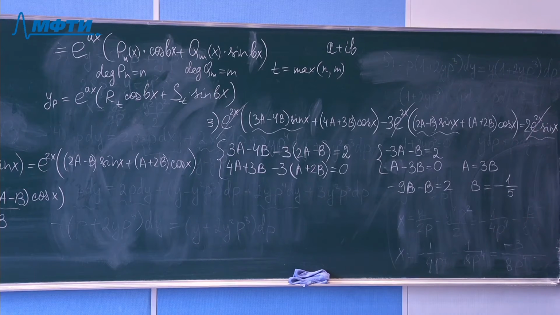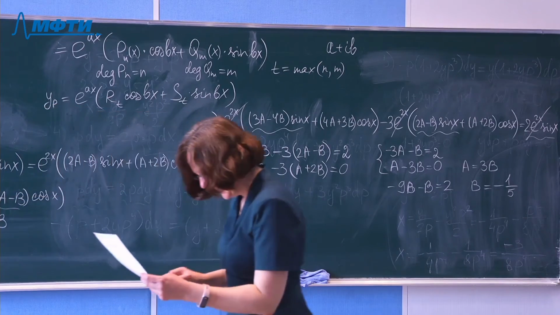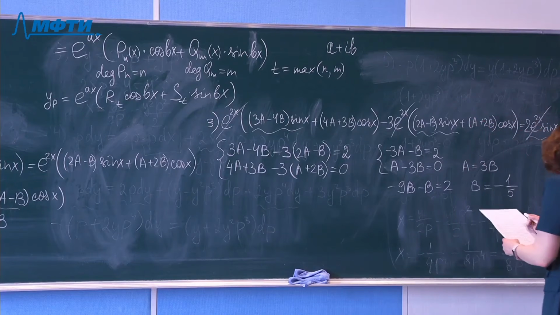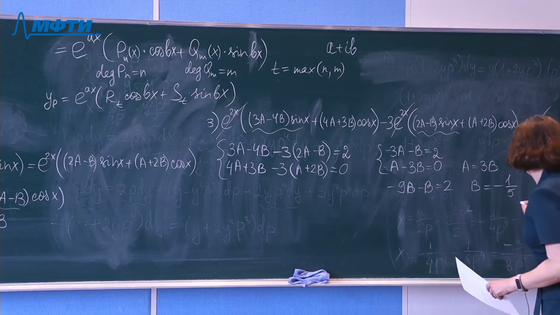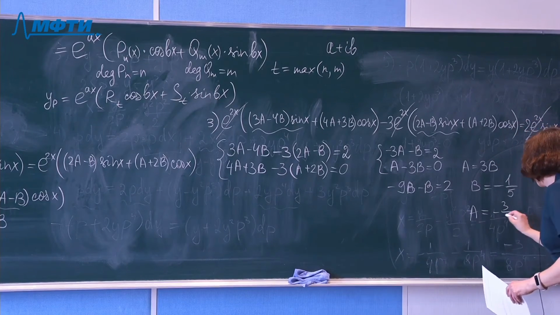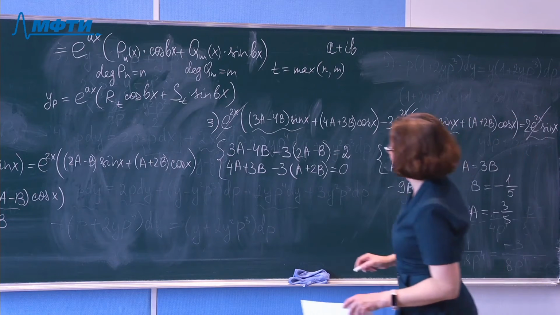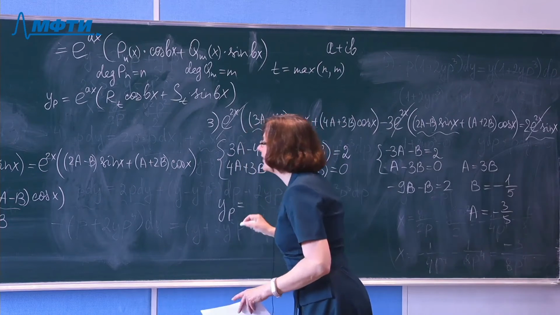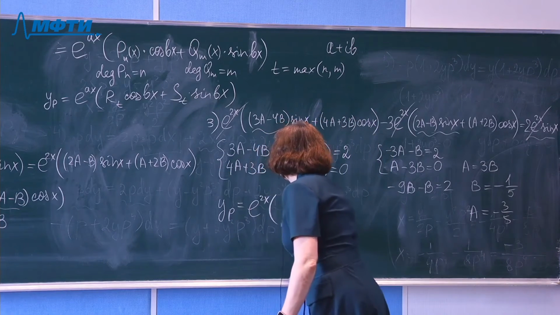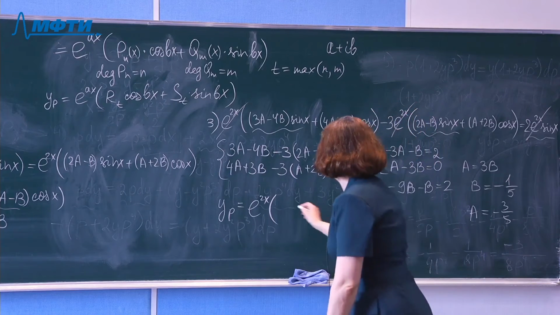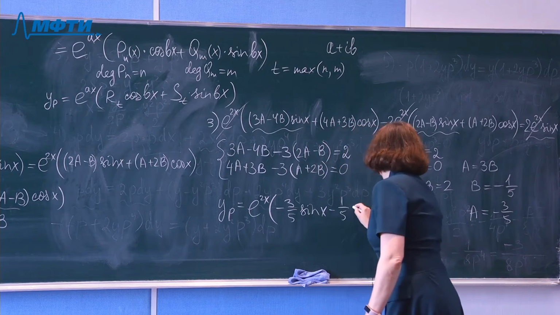Is it correct or not? Just a moment, I will check. I have the answers. So it's number 15. Right, so it's correct. And a equals minus 3/5. Okay, and now we have a particular solution. Yp equals e to 2x times minus 3/5 sine x minus 1/5 cos x.